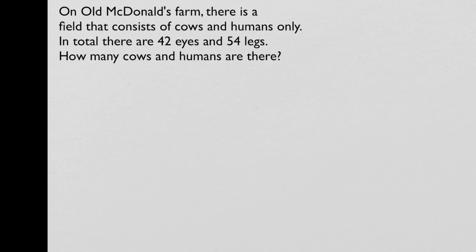Taking that fresh air. Okay, so the first thing we do is look at what is in common between humans and cows. There might be a lot, but I definitely know that they both have 2 eyes. So in terms of eyes, I'm going to take the total, 42, divide by 2, and our answer is 21. So we do know that there is a total of 21 cows and humans. How many of each? We don't know yet.